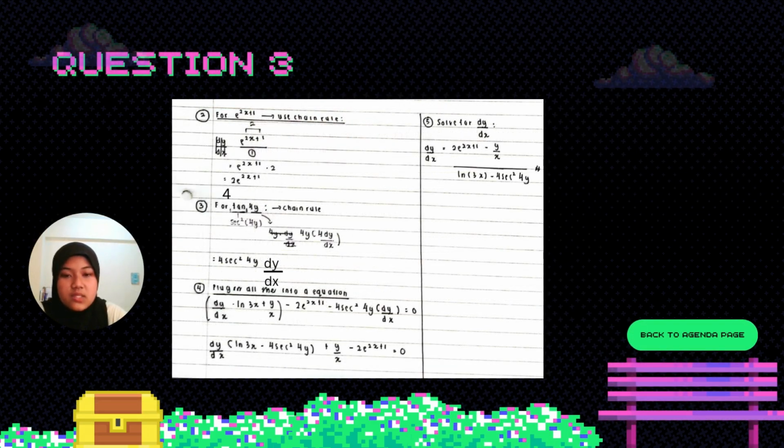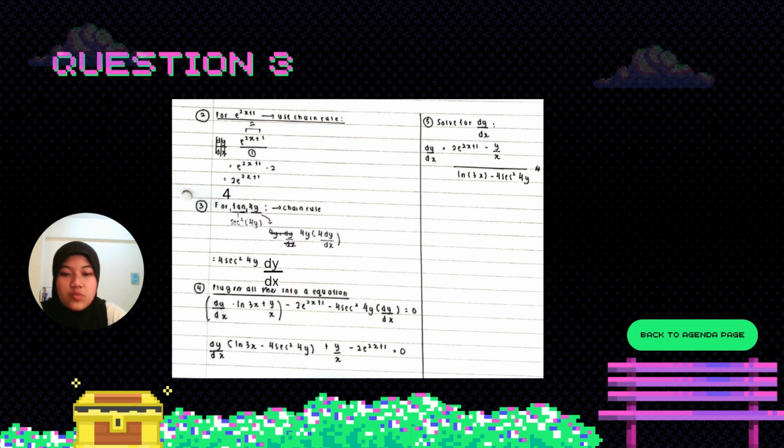The next step is we need to differentiate exponential 2x plus 1 by using the chain rule. As we know, if we differentiate exponential, we will get back exponential. Same goes to this case. We will get back exponential 2x plus 1. But in this case, we need to differentiate the power, which is 2x plus 1. If we differentiate 2x plus 1, we will get 2 plus 0. So the final answer will be 2 exponential 2x plus 1.